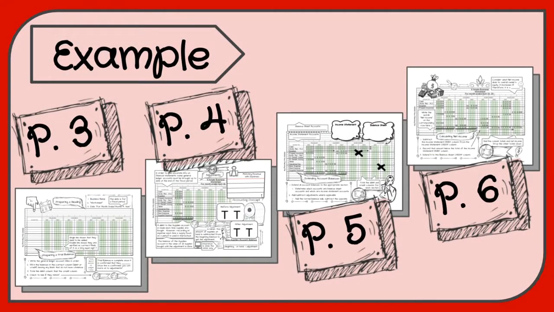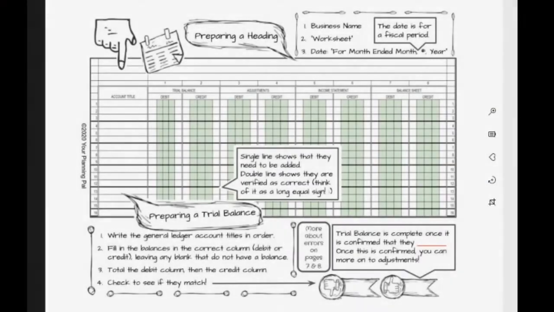Moving on to an example, this is found on pages 3, 4, 5, and 6. On page 3, we have what the overall worksheet looks like, and we're going to focus on the trial balance and the heading for this page. So preparing a heading, first is the business name. Second is the title of whatever document you're preparing, and in this case, it's worksheet. Third is the date, and the date is for a fiscal period. So instead of just saying whatever the date is, you say the words for month ended or for year ended, and then you include the month, the date, and the year. So here's an example.